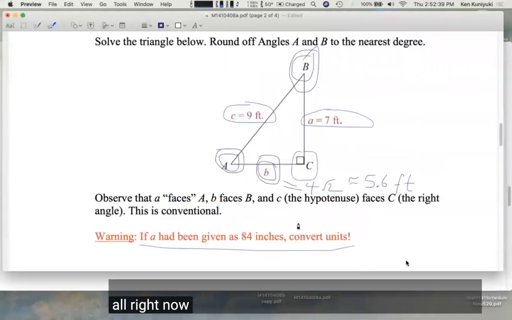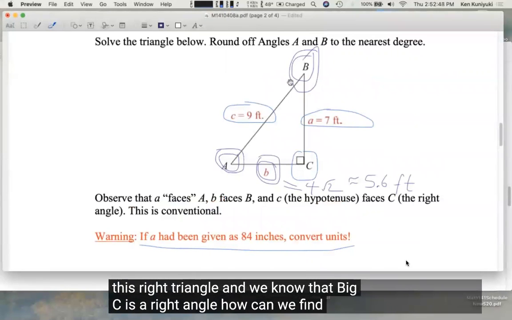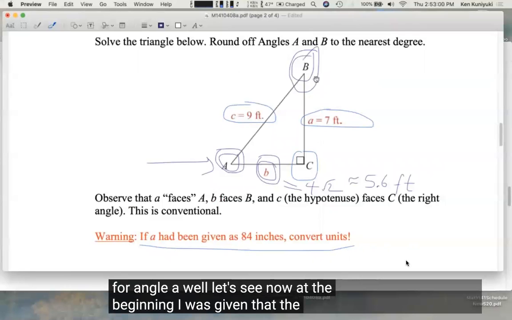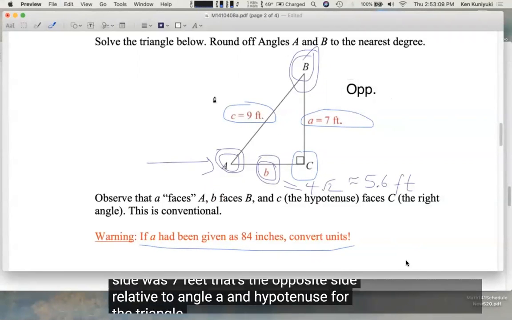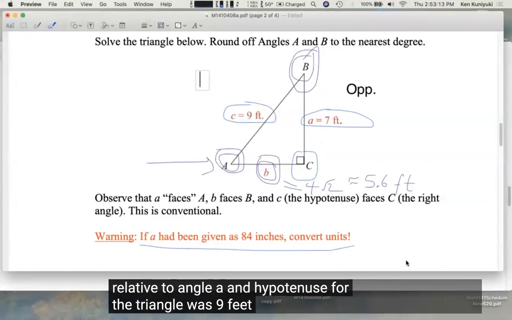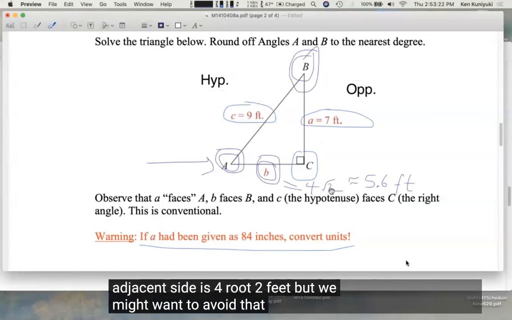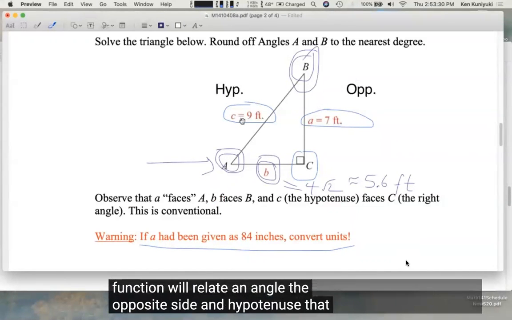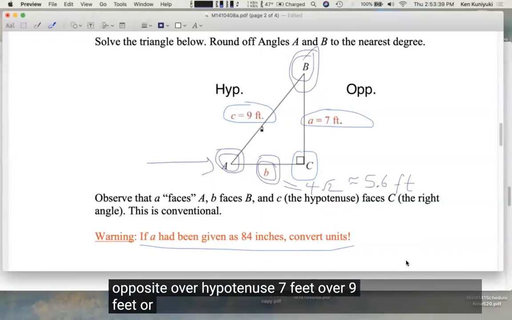All right. Now, we now have all 3 side lengths for this right triangle, and we know that big C is a right angle. How can we find these 2 other complementary angle measures? For example, what if we want the measure for angle A? Well, let's see now. At the beginning, I was given that the opposite side was 7 feet. That's the opposite side relative to angle A. And the hypotenuse for the triangle was 9 feet. At this point, I could even use the fact that the adjacent side is 4 root 2 feet, but we might want to avoid that, especially if you're rounding off. So what trig function will relate an angle, the opposite side, and the hypotenuse? That sounds like the sine function. Sine of A equals opposite over hypotenuse, 7 feet over 9 feet, or just 7/9.